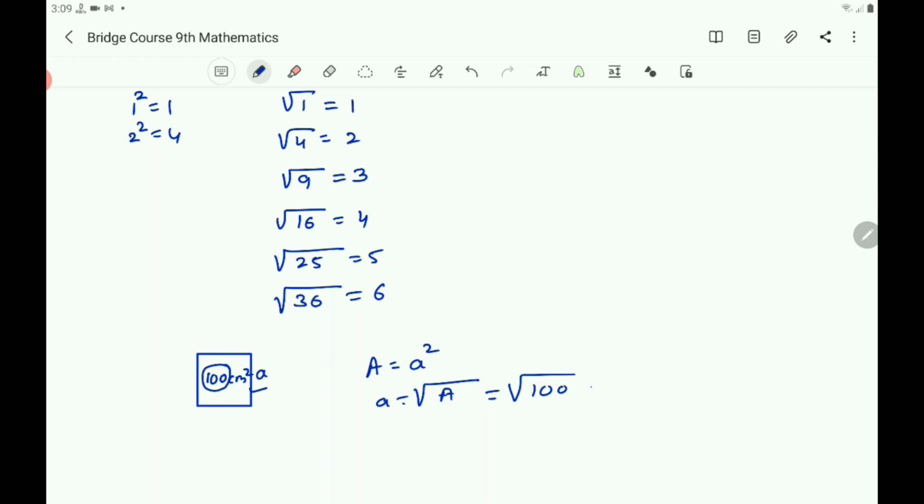Then what is the square root of 100? That is 10 cm. Square root of 100 is 10. Square root of cm square is cm. Here the square root is the reverse of the square.